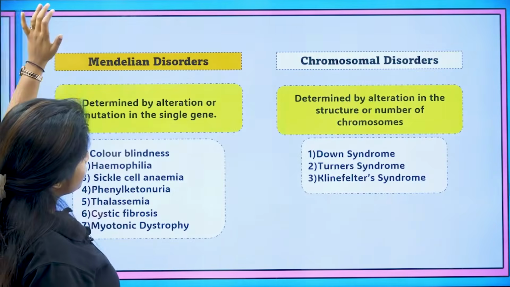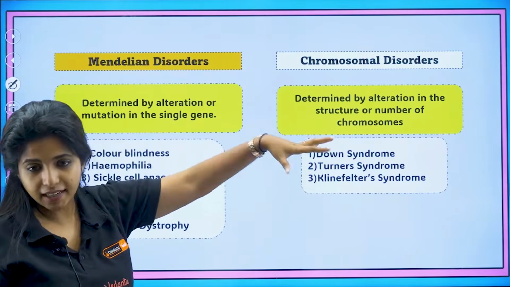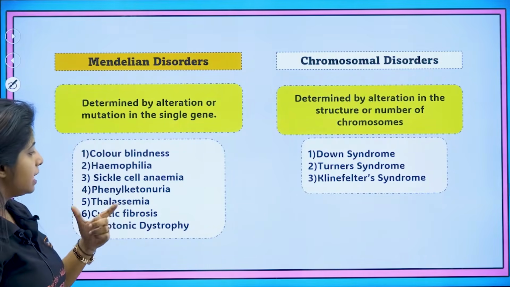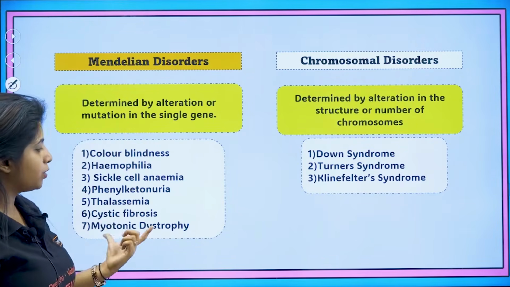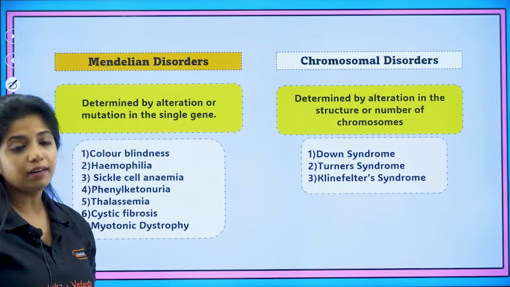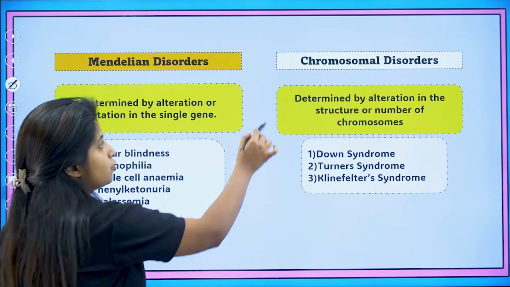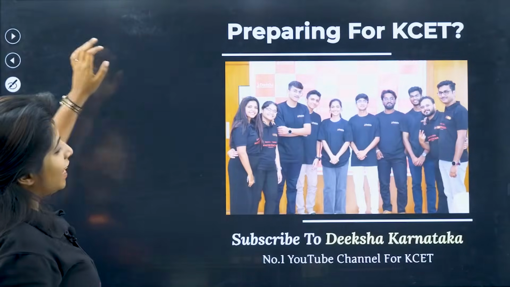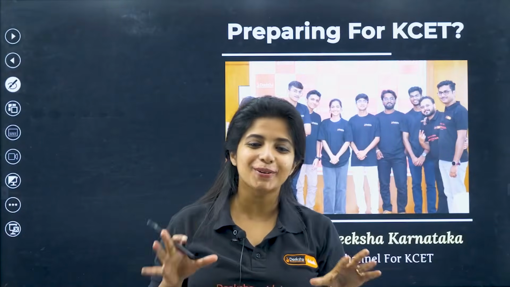And with this, my dear children, we end it. Here is a list of diseases: color blindness, hemophilia, sickle cell anemia, phenylketonuria, thalassemia, cystic fibrosis, myotonic dystrophy. All these disorders are Mendelian and the rest of them are chromosomal disorders. So if at all you are asked to write a note on chromosomal disorders, you should be able to write it. And with that, we end the whole session.